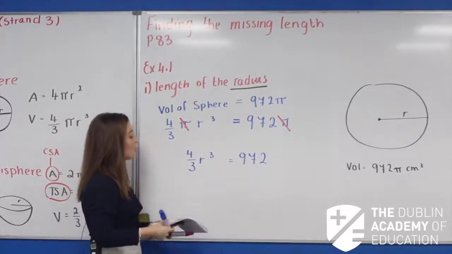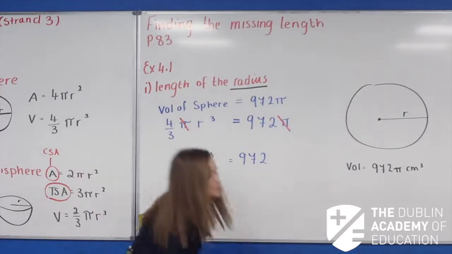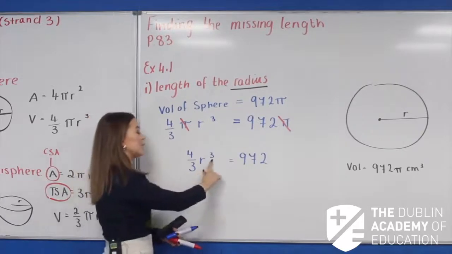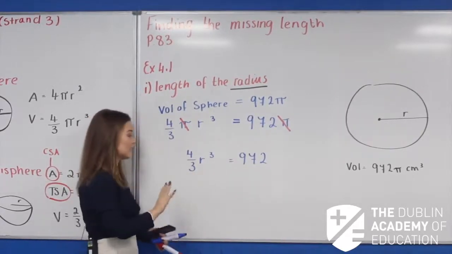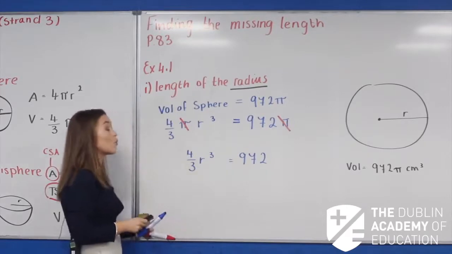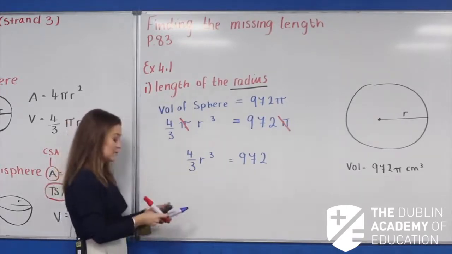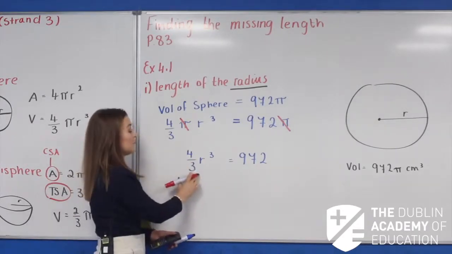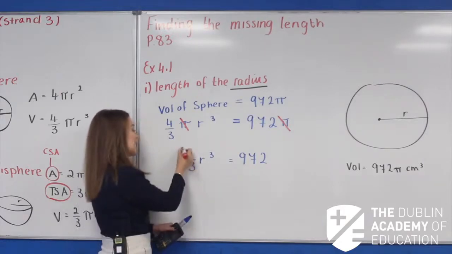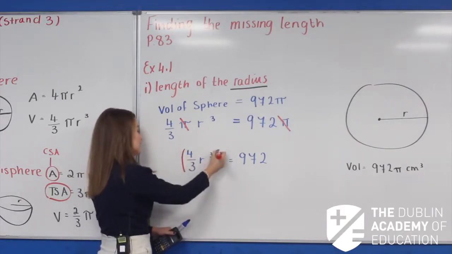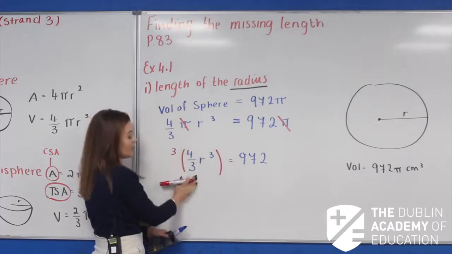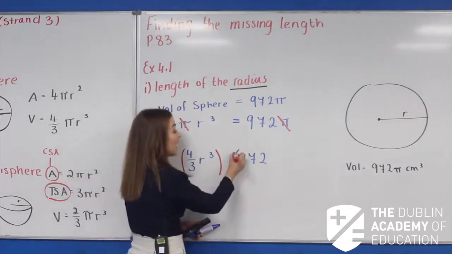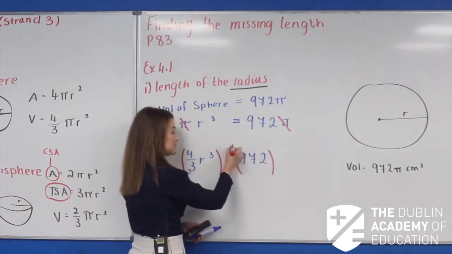Now from there, we're trying to get r on its own. That is our aim. I'm going to leave the cube there for a while, that's the last thing I'm going to deal with. I'm going to first deal with this 4 over 3. As we've seen in class multiple times, if we want to get rid of a fraction, we multiply by the denominator of that fraction. So I'm going to multiply this side by 3. If I multiply one side by 3, I have to do the exact same for the far side.